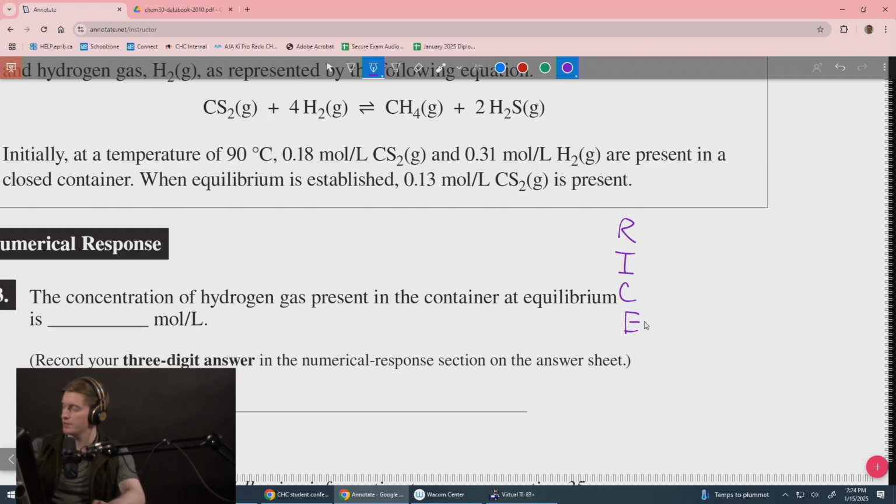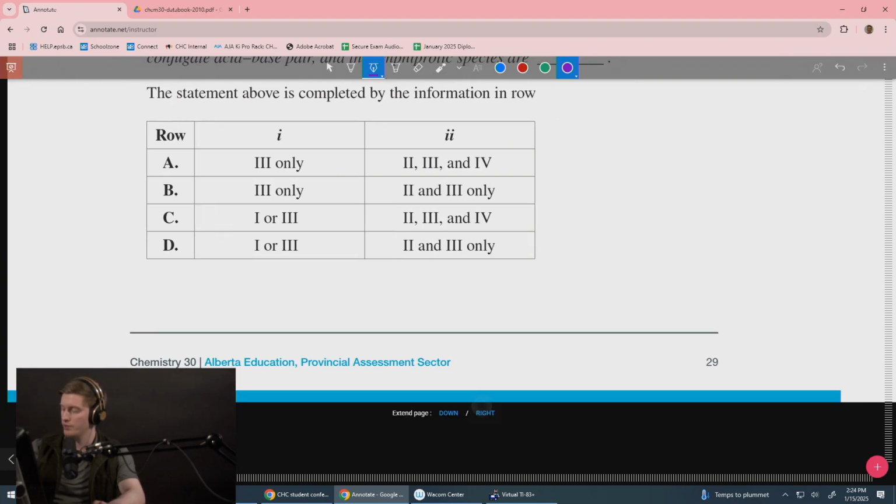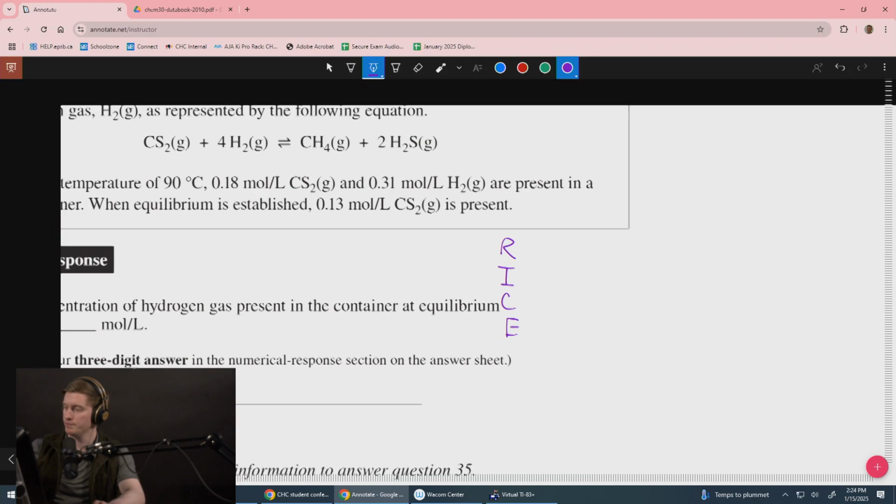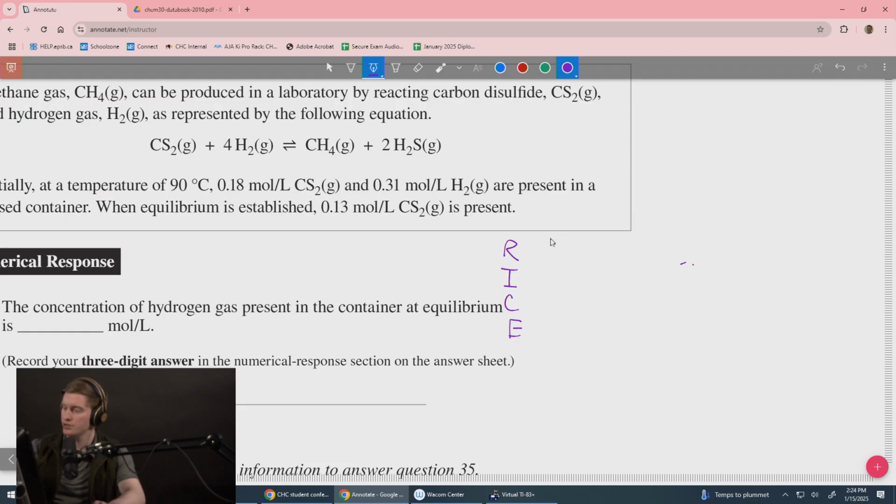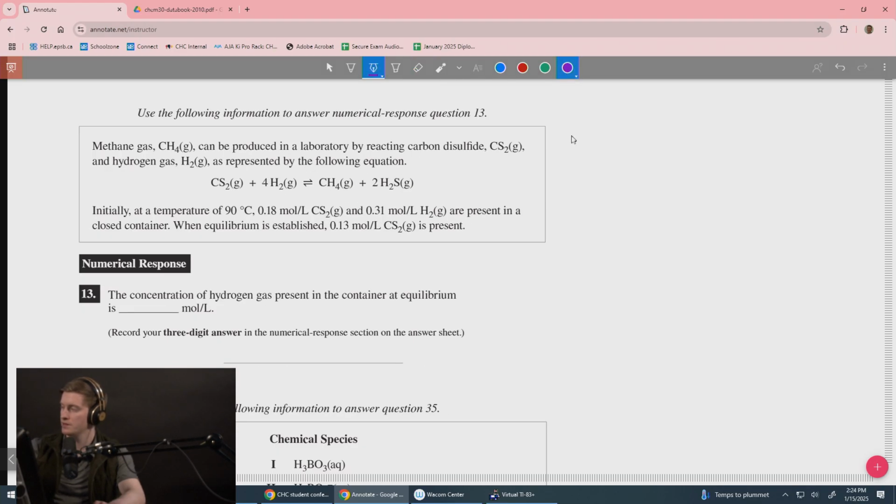So let's set up our rice table here. I can extend my page, so I'm going to do that. Give myself a little bit more room. I'll rewrite the reaction so that I can put all of my concentrations below it. So our reaction, initial concentrations, change in the concentration, and our concentration at equilibrium. Our reaction is between our carbon disulfide gas and our 4 moles of hydrogen gas. We will end up with methane gas and hydrogen sulfide gas.